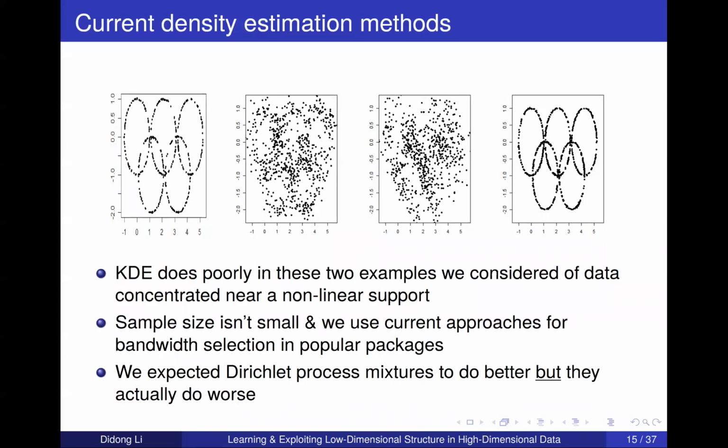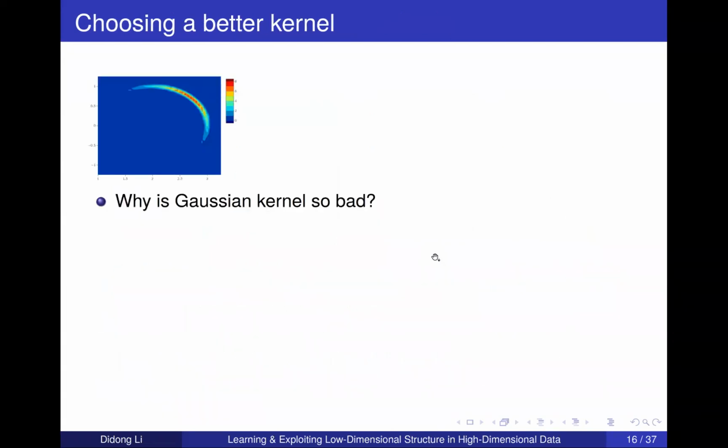We expect the Dirichlet process mixture to do better, but actually it's doing worse. By the way, this is a DP mixture of Gaussians. It has an infinite number of components actually, but still it doesn't work. So why don't they work? It's essentially because the kernel is bad. It's not because of the kernel mixture model or the kernel density estimation, it's because of the bad kernel.